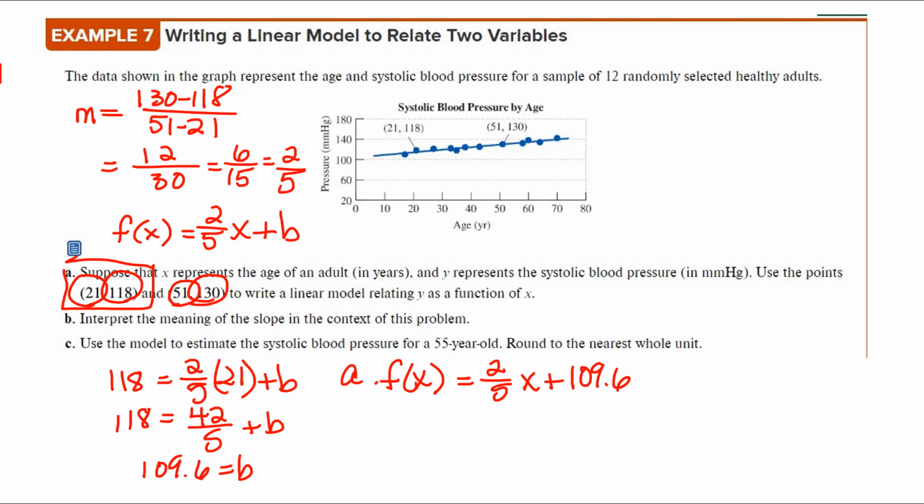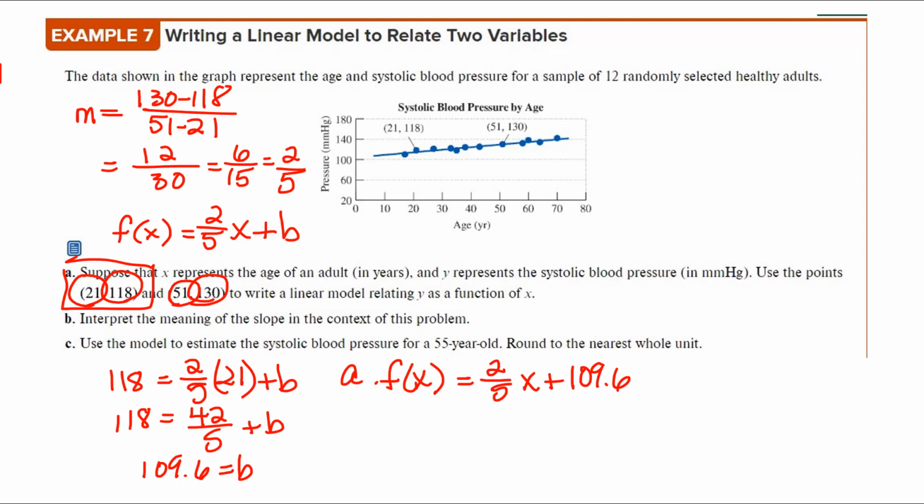Now, for part B, it says interpret the meaning of the slope in the context of this problem. The slope gives you an idea of the rate of change of this line. Does it shoot up really fast as you age? Not really. It just goes slowly, your blood pressure increases a bit as you age. So from age 21 to age 51, it goes up about 12 points. I would say that the slope just tells us the rate of change, how quickly your blood pressure changes as you age. And it takes a while. It takes 30 years for it to go up 12 points. So that doesn't seem too drastic.